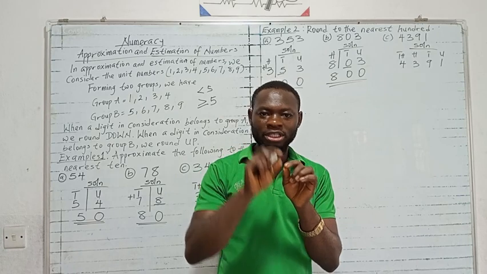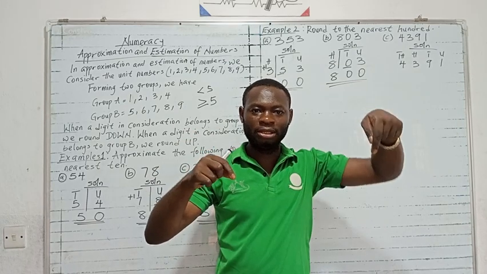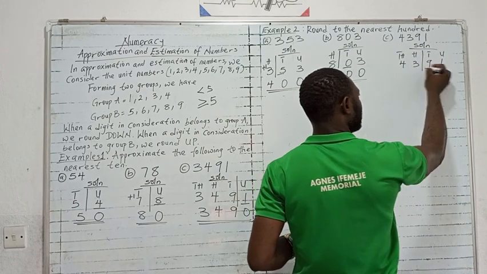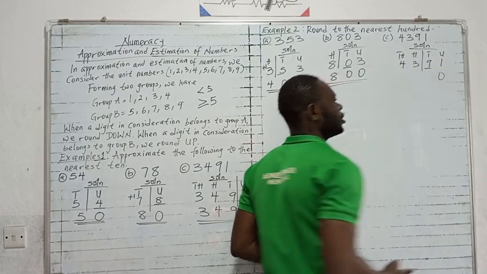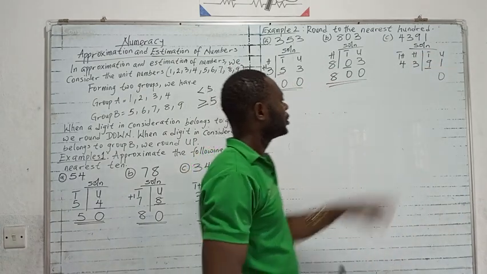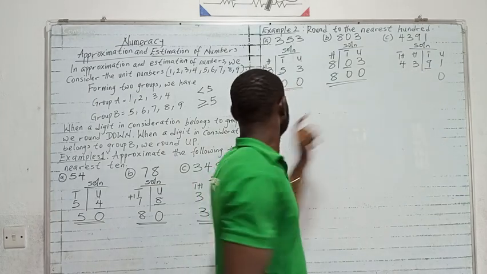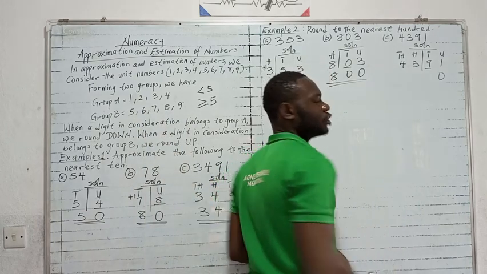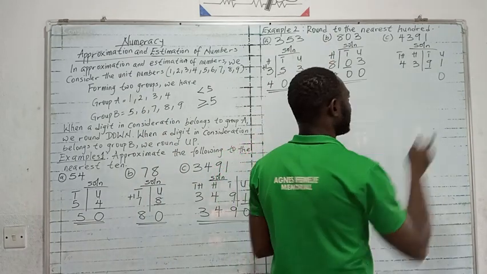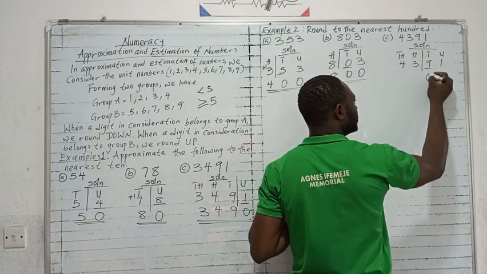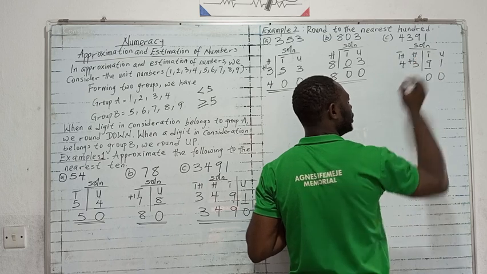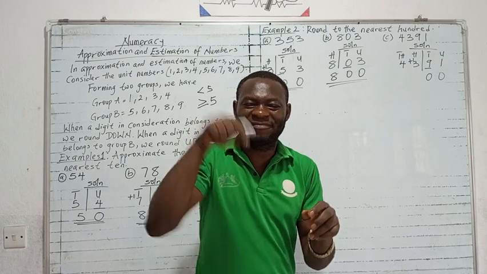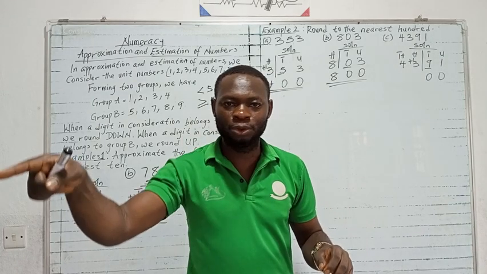So whenever we round to the nearest 100, we consider the tens. So I have my line here. I'm considering the tens. Unit becomes 0. What group is this digit? Group A or Group B? Group B. So we round up. And rounding up means that here we now become 0. Then we add 1 to the 100.